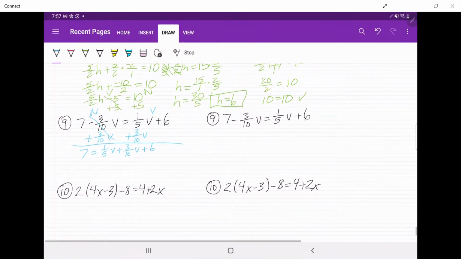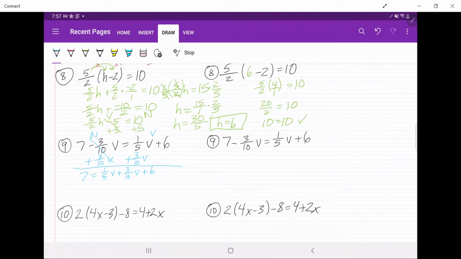When we have a problem like this, we need to make sure we have a common denominator. So 5 and 10, they share 10 in common. So I'm going to rewrite this fraction 1/5 as 2/10v plus 3/10v and bring everything else down. So 2/10v plus 3/10v, now we can add them because they have like denominators, is equal to 5/10v. And bring down the 7 and the 6. And 5/10 can be simplified as 1/2.